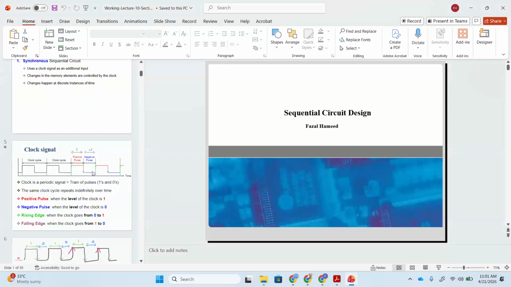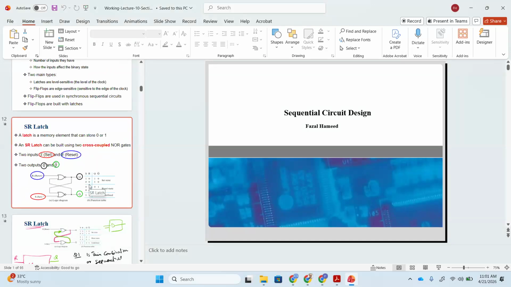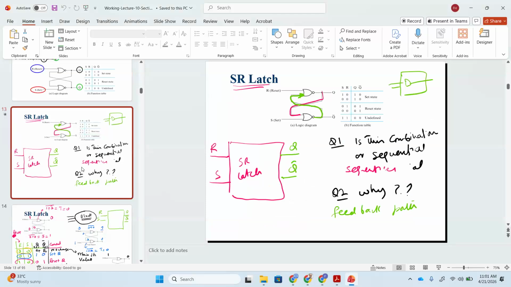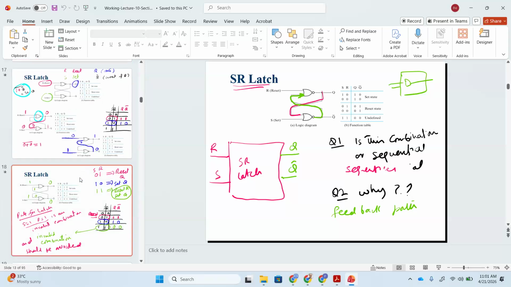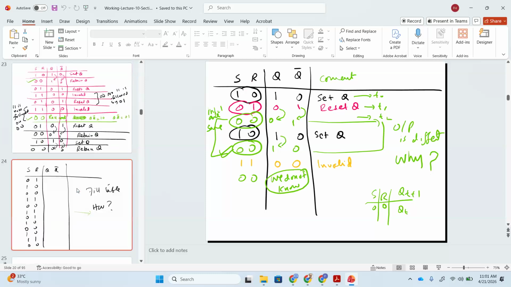So now, in the previous lecture, we considered different circuits, examples of sequential circuits. We covered the SR latch, where S stands for set and R stands for reset. And then we considered all of the possible combinations of an SR latch. So these were the topics that we covered in our last lecture.